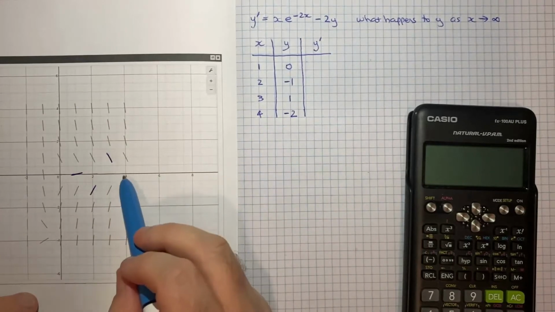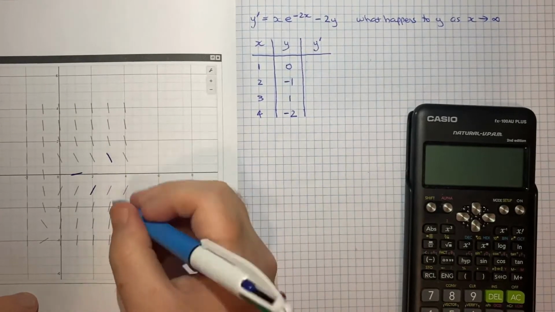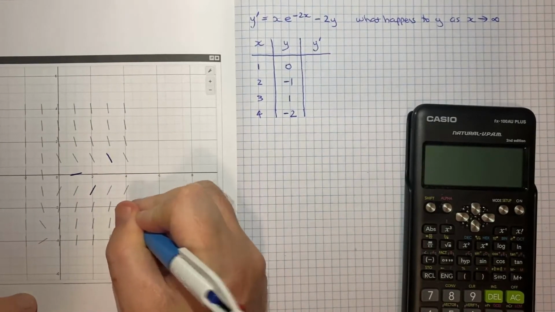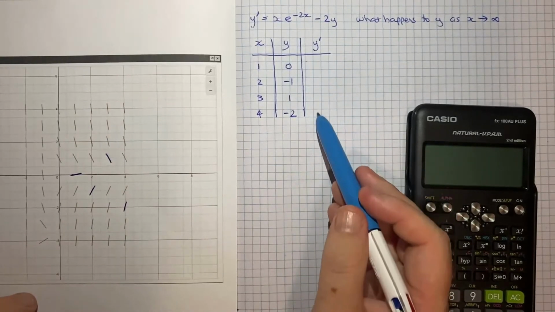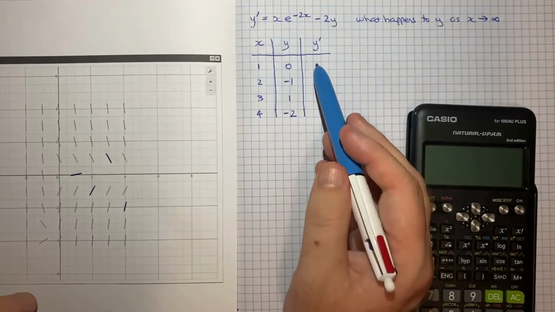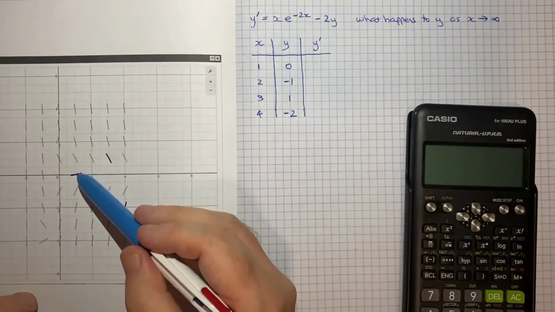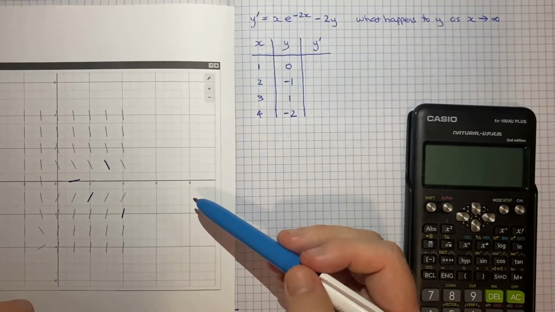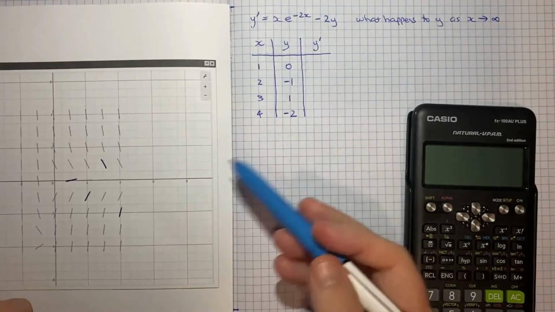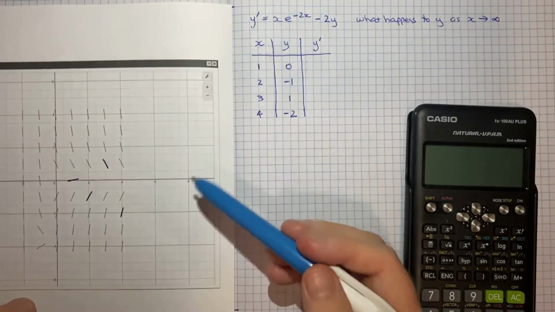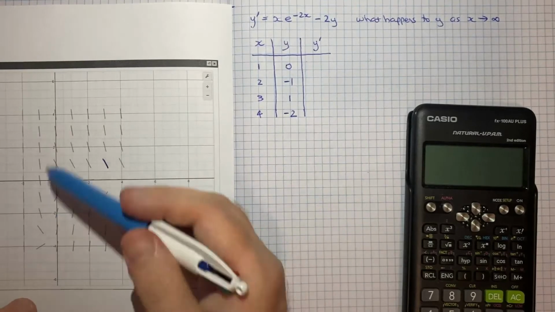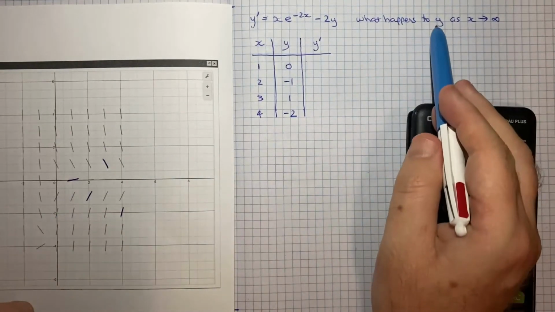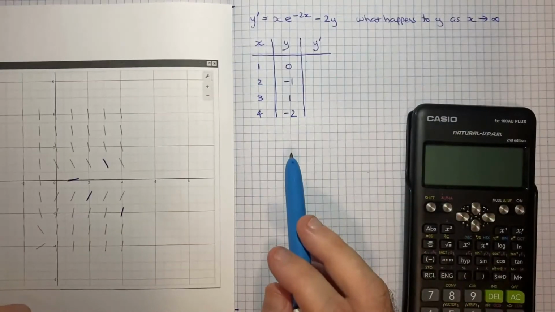And then x is 4, y is negative 2. So what I'll do is I'll do the calculation of y dash, and hopefully what we see is consistent with what Desmos has produced for us. And that way, hopefully you'll get a better feel for why the slope diagram looks like this, and then we'll do our analysis to decide what happens to y as x goes to infinity.